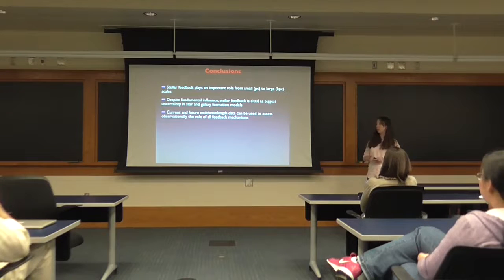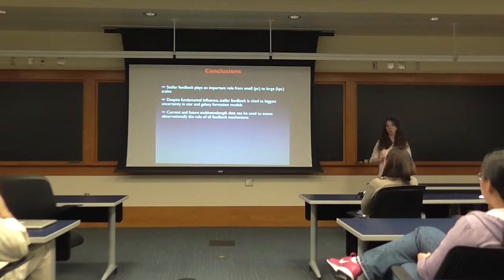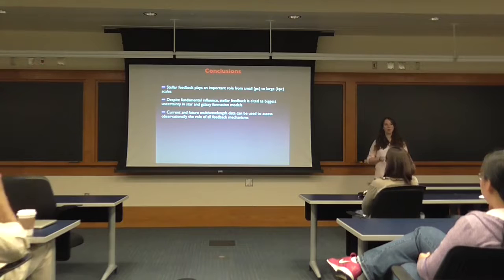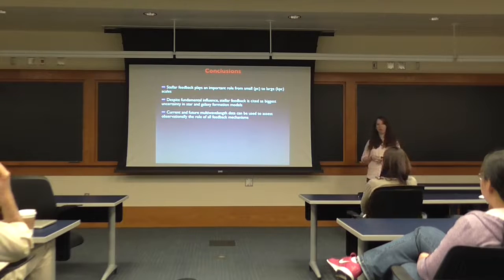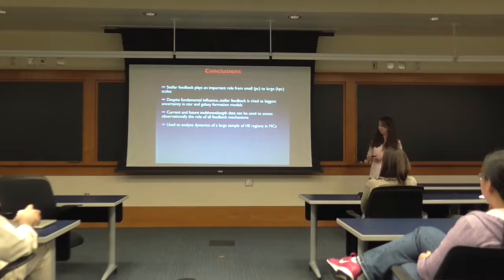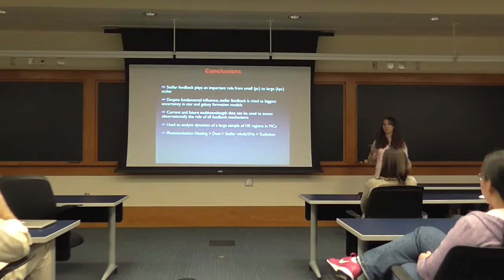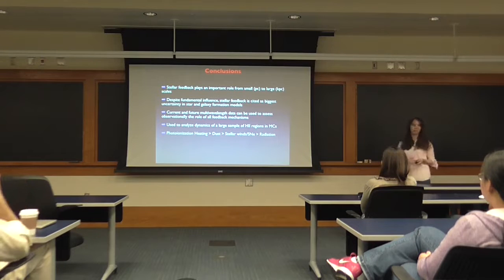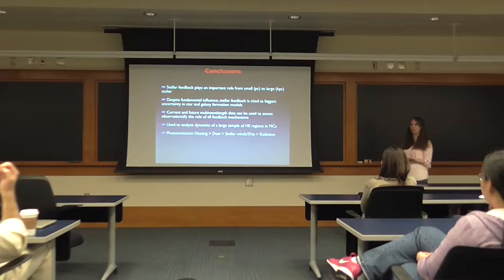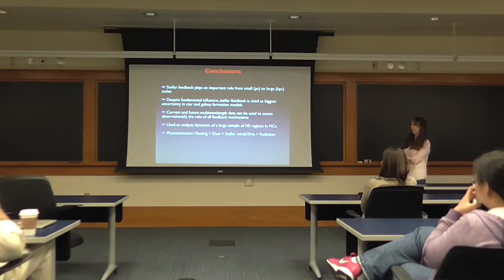And then I'll talk about how we can use current and future multi-wavelength observations in order to constrain the relative role of different stellar feedback mechanisms in different environments. And when we apply this approach to lots of different star-forming regions, we can begin to understand what the relationship is between all the different mechanisms. And this is what we find. We find that photoionization heating is what dominates in most evolved star-forming regions. Then the dust and stellar winds contribute about equally, and then finally radiation comes in last place.